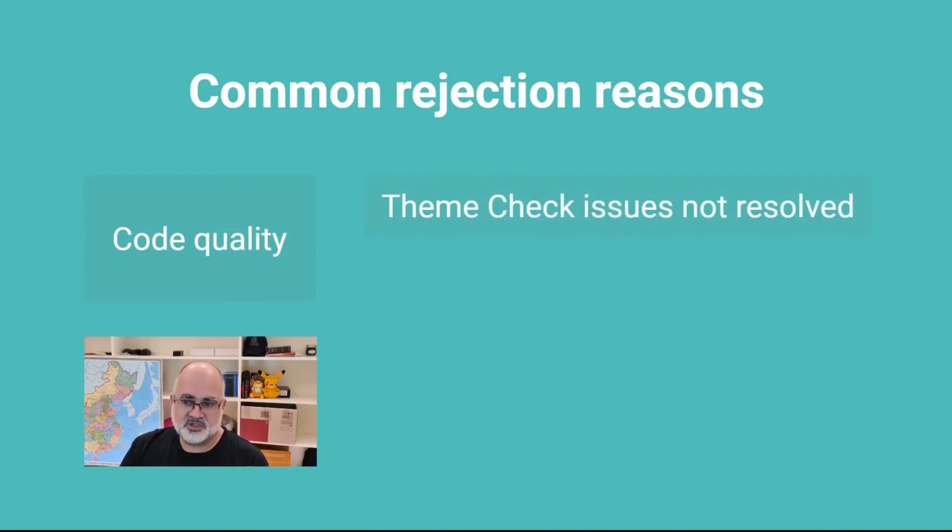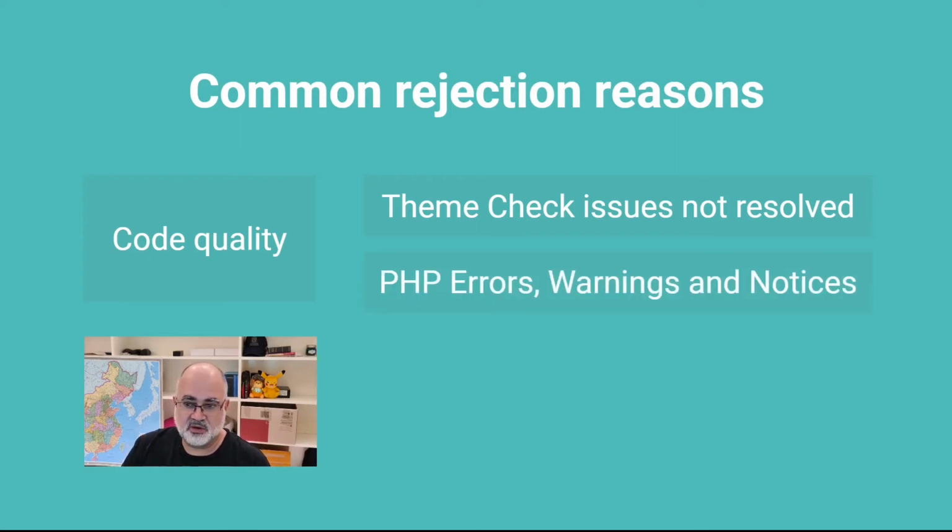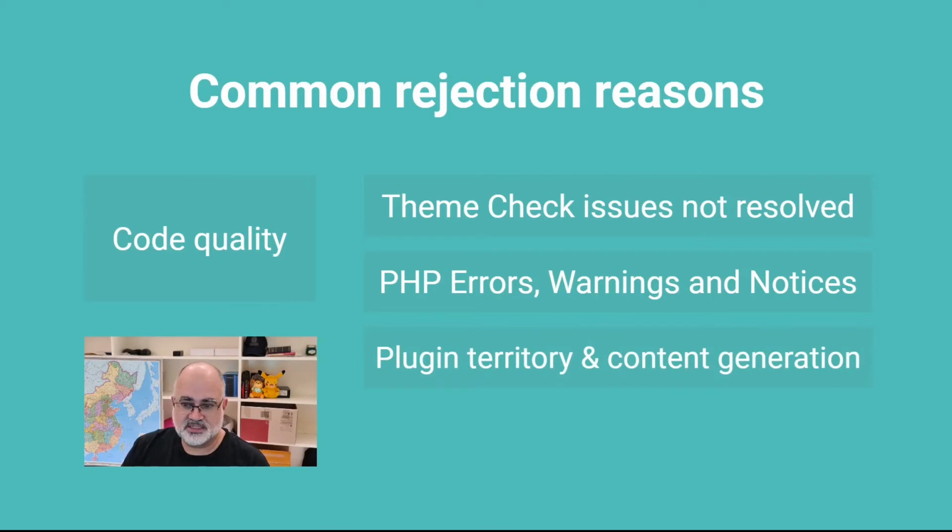When it comes to code quality, the biggest thing is theme check issues not being resolved. So as I've mentioned lots of times, make sure you run that and resolve those issues. Also make sure you turn on WP debug so that you can find any errors being thrown. We particularly look for PHP errors as well. So make sure that is all removed before you upload.